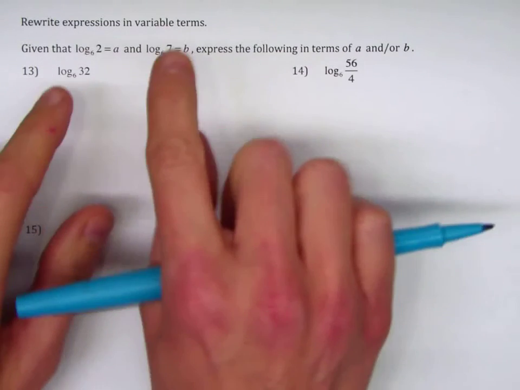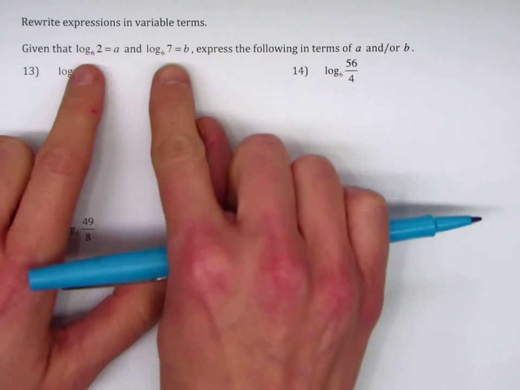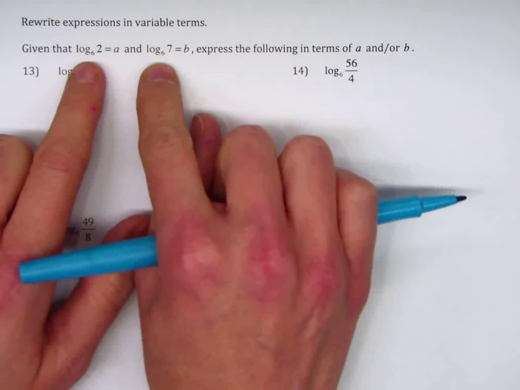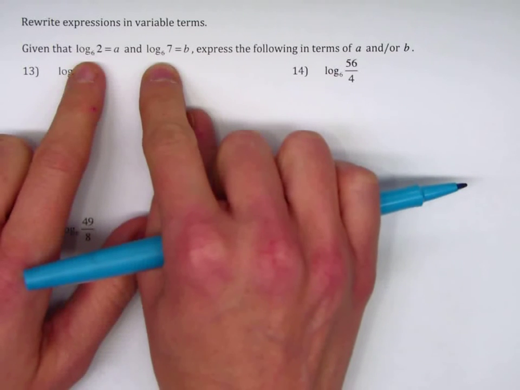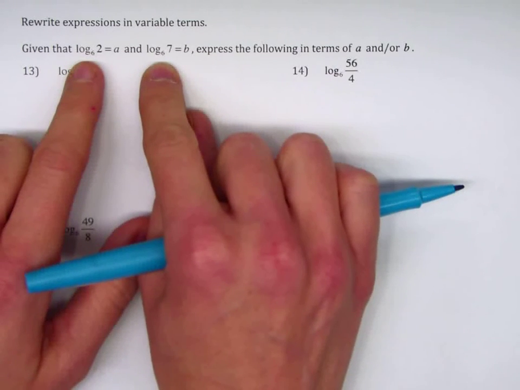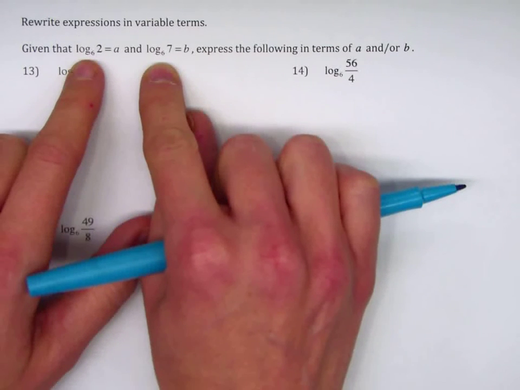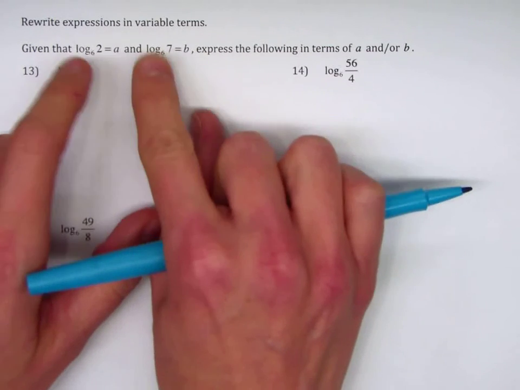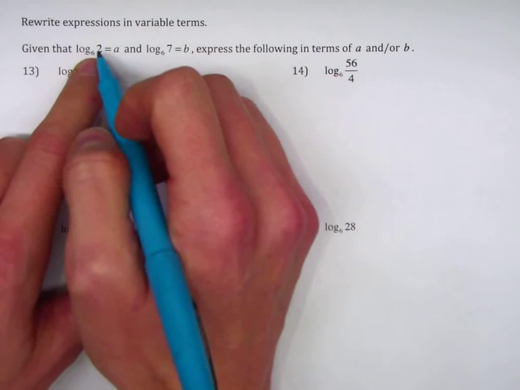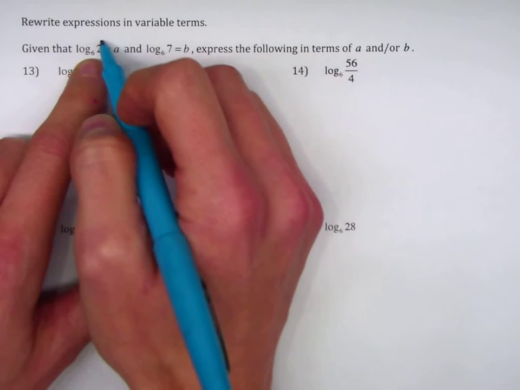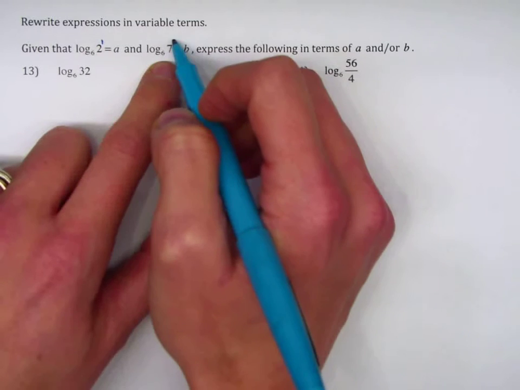What we want to do is, our goal is to try to rewrite 13 through 18 so that we simplify it down to log base 6 of 2 and log base 6 of 7. And then once we get it to that point, we are going to turn those into A's and B's. Now the one thing to note here is this 2 has an exponent of 1, and this 7 has an exponent of 1.